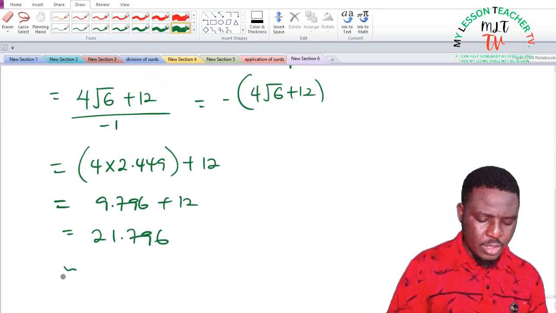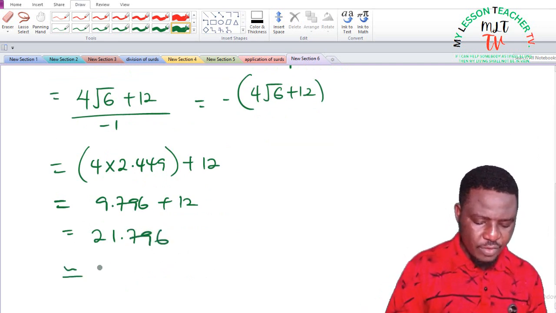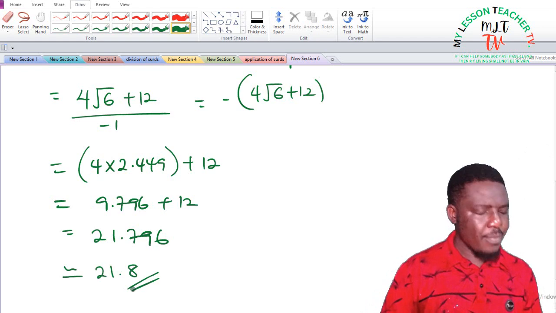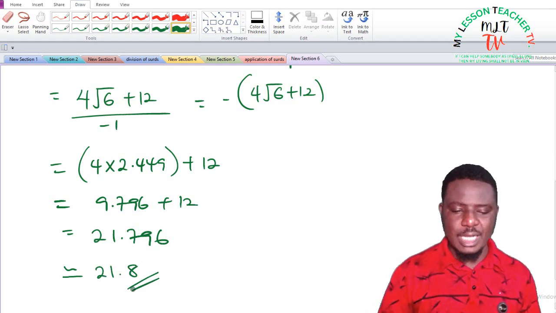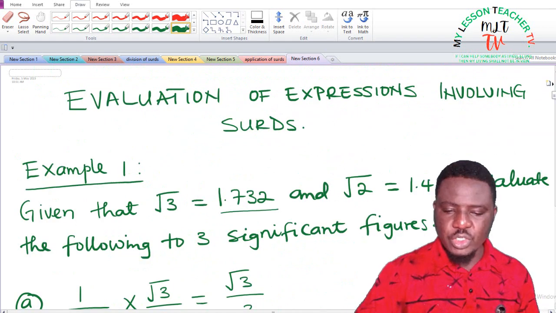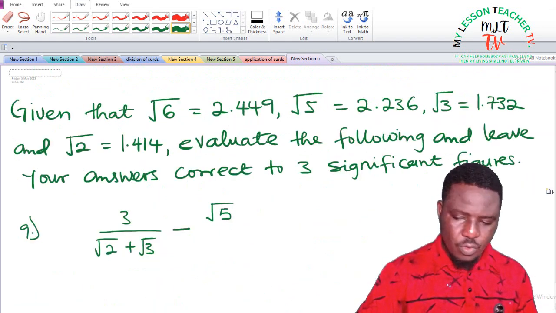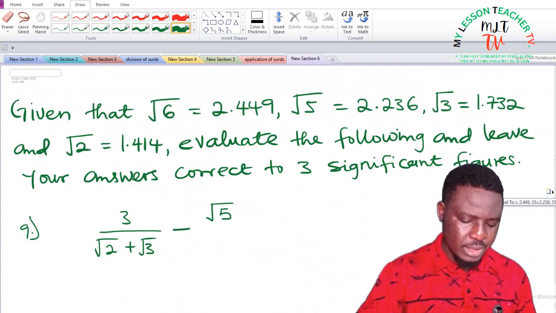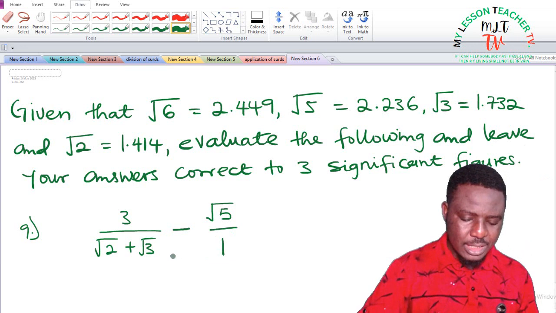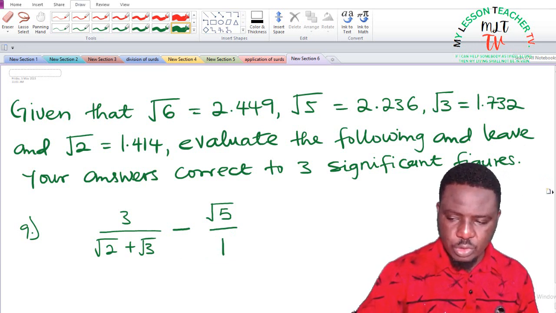21.796. But we have to leave it in 3 significant figures. This becomes 21.8 as your answer. That brings us to the end of today's class. In today's class, we have been able to evaluate expressions involving surds. But before we go, let me leave you with this as an assignment. All you need to do is put this over 1, rationalize it, and then substitute.